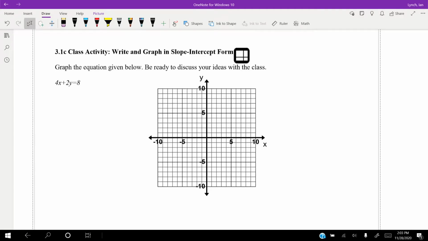Let's get ready for lesson 3.1C. We're going to write in graph and slope intercept form. Today is going to be a little bit different than what we did in 3.1B, because as you can clearly see right here, this does not look like anything we've done thus far. So we've got to change things up a little bit.